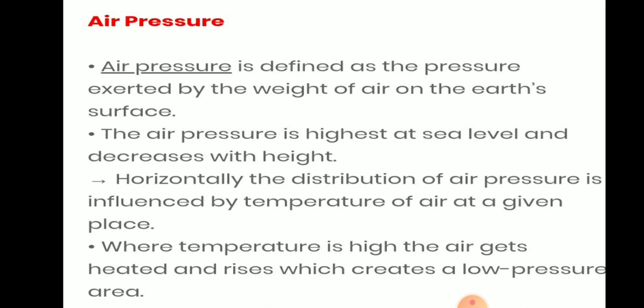Where temperature is high, the air gets heated and rises, which creates a low pressure area. When air is heated, it becomes lighter, and because of that, low pressure is created. So how is low pressure created? When the temperature of the air gets heated and then rises, it creates the low pressure belt.